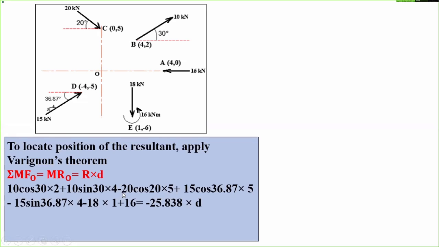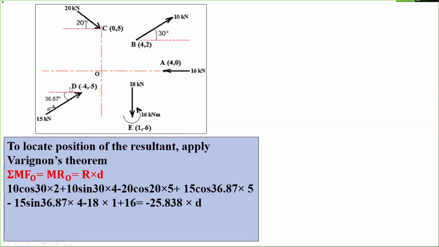Now why have I substituted minus here? Because this x component will act towards the right. About O, it's going to produce a clockwise moment. A clockwise moment is considered to be negative here. The next thing, come to the 15 kilonewton force. Its x component will act towards the right.